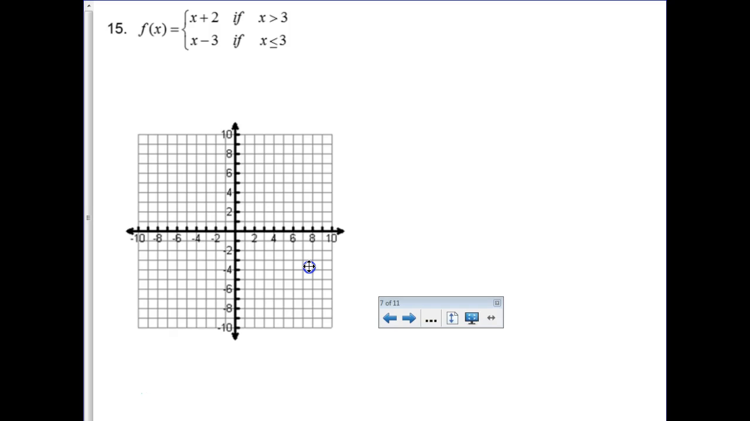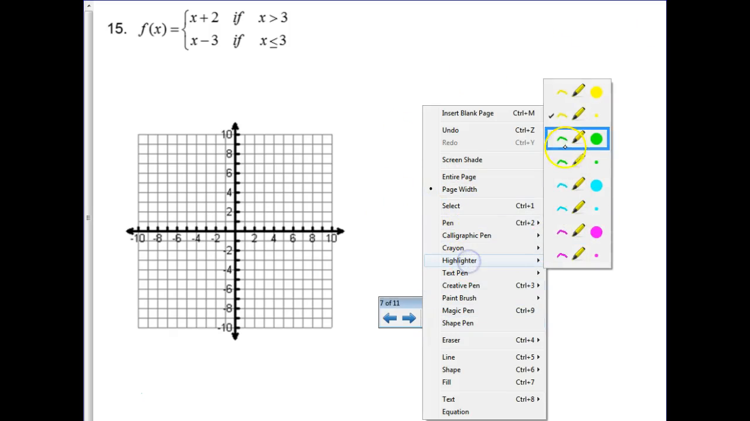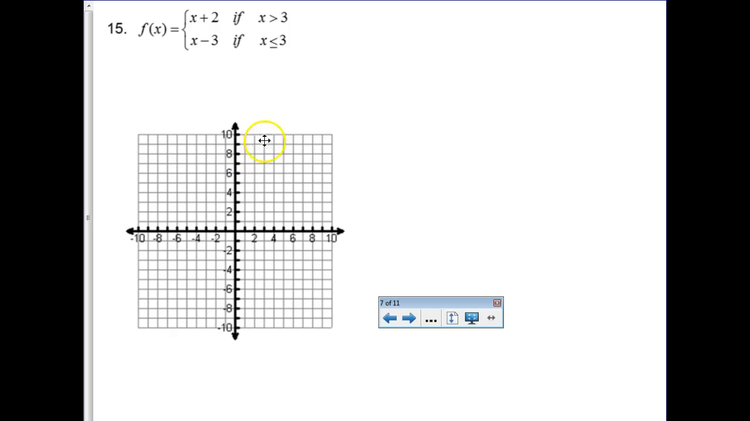All right, where would your boundary line be in this next example? At 3. Very good. At 3. So draw me a highlighter line at 3. Oh boy, that's not even close to straight. All right. Pretend. I'm going to use the same colors.